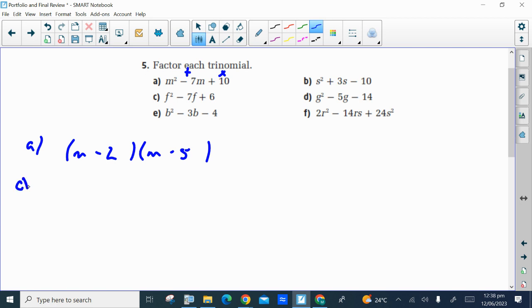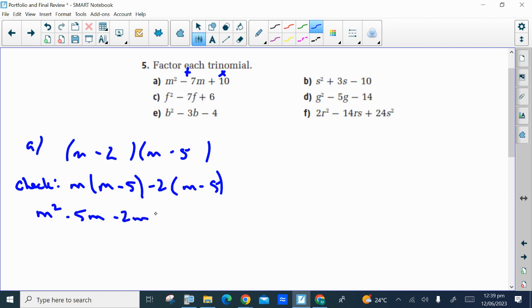Remember, you can always check by multiplying. Use distributive property. So when you multiply out, m times m is m squared, m times negative 5 is negative 5m, negative 2 times m, and negative 2 times negative 5 is plus 10. So this will be m squared minus 7m plus 10, which is what we started with. So we've just shown that our factors are correct. They do multiply together.